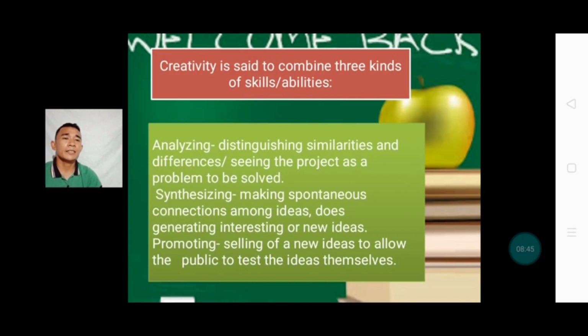Creativity is said to combine three kinds of skills and abilities, such as analyzing. Analyzing means distinguishing similarities and differences, seeing the project as a problem to be solved. Secondly is synthesizing. Synthesizing is making spontaneous connections among ideas, thus generating interesting or new ideas. And lastly is promoting. Promoting means selling new ideas to allow the public to taste the ideas themselves.